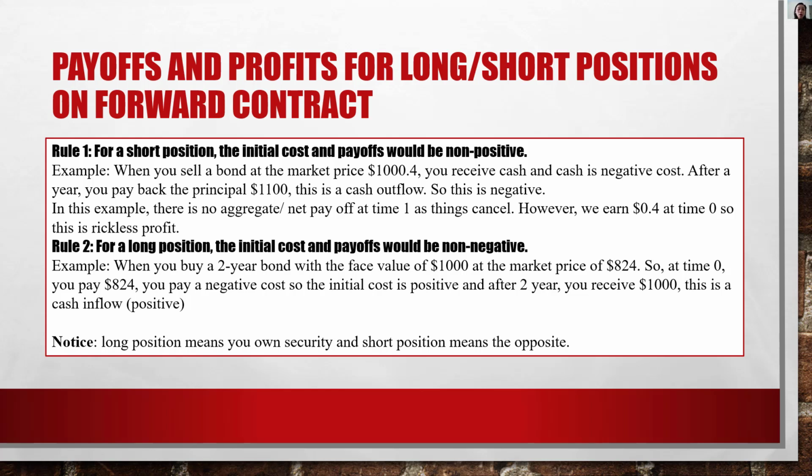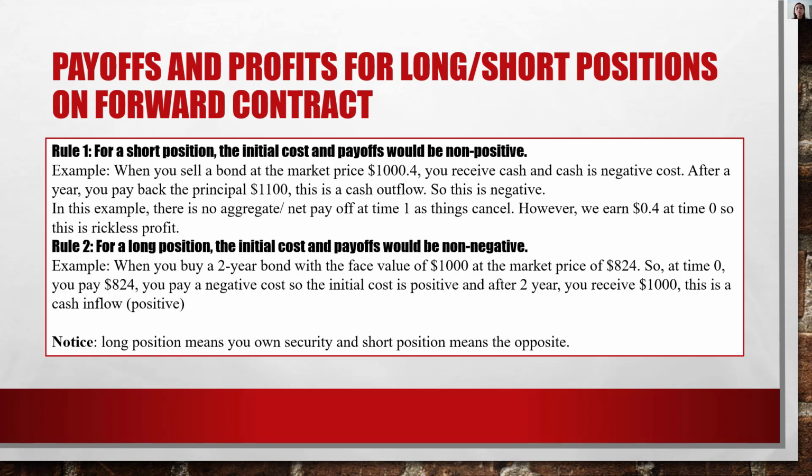Example for short position: when you sell a bond at the market price $1,000.04, you receive cash, and we consider cash received a negative cost. After a year, you pay back the principal $1,000. This is a cash outflow because you have to pay out money, so this is also negative. So in this example, there is no net payoff at time 1 as things cancel. However, we earn 4 cents at time 0, so this is riskless profit.